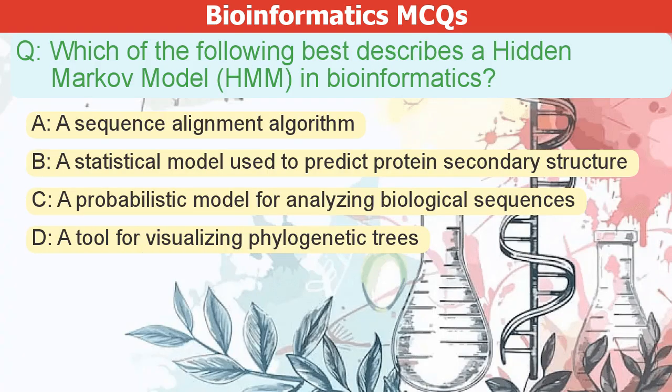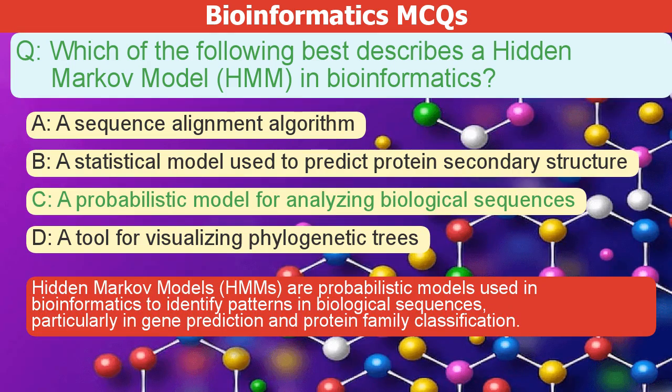Which of the following best describes a hidden Markov model, HMM, in bioinformatics? A. A sequence alignment algorithm. B. A statistical model used to predict protein secondary structure. C. A probabilistic model for analyzing biological sequences. D. A tool for visualizing phylogenetic trees. The correct answer is C. Hidden Markov models, HMMs, are probabilistic models used in bioinformatics to identify patterns in biological sequences, particularly in gene prediction and protein family classification.